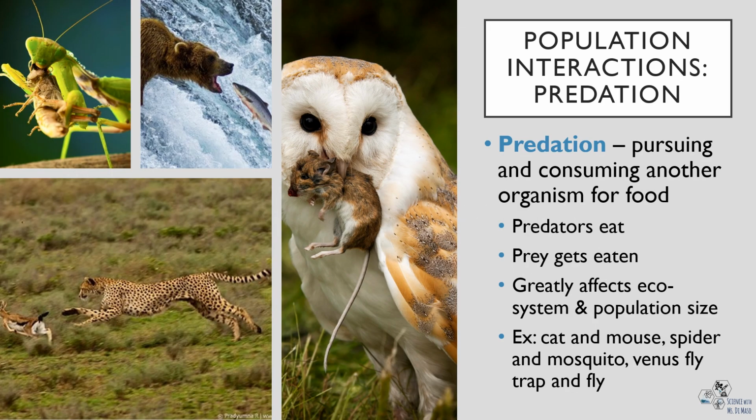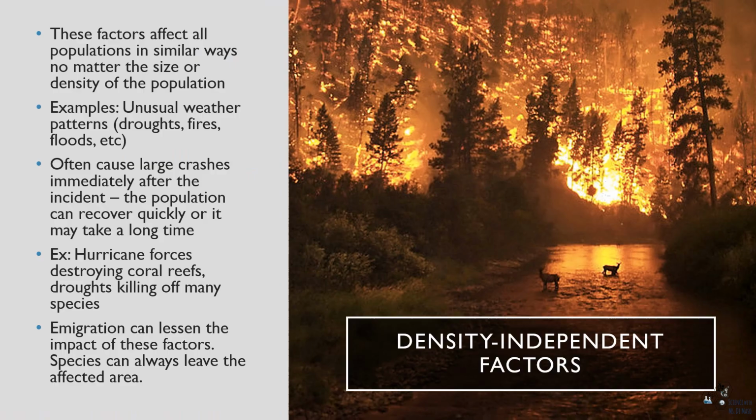Now, predation, as I said, is pursuing and consuming another organism for food. The predators are the ones that eat, the prey gets eaten. We can also consider this in terms of herbivory, where the bunny is eating the plant. It's doing the eating, the plant gets eaten. And this is going to greatly affect, obviously, the ecosystem, population sizes, and all of that.